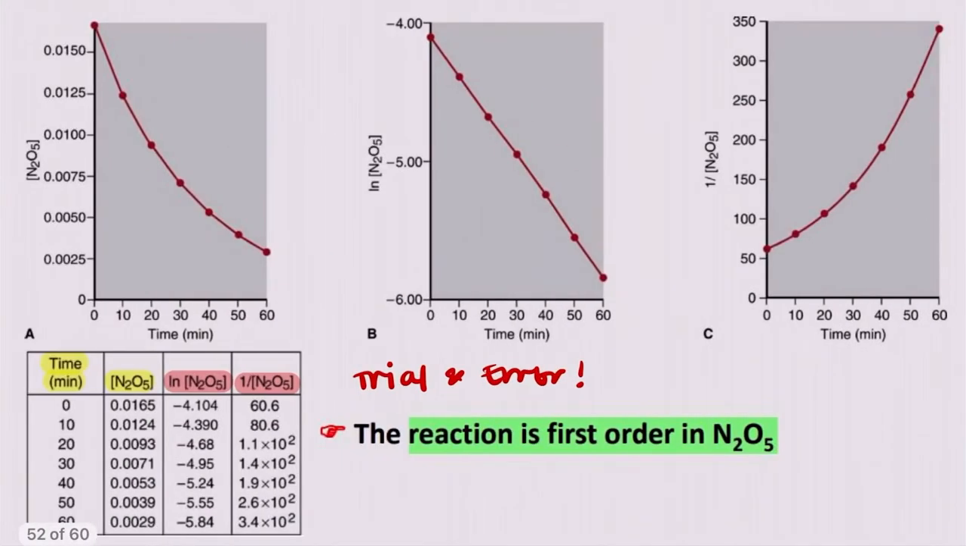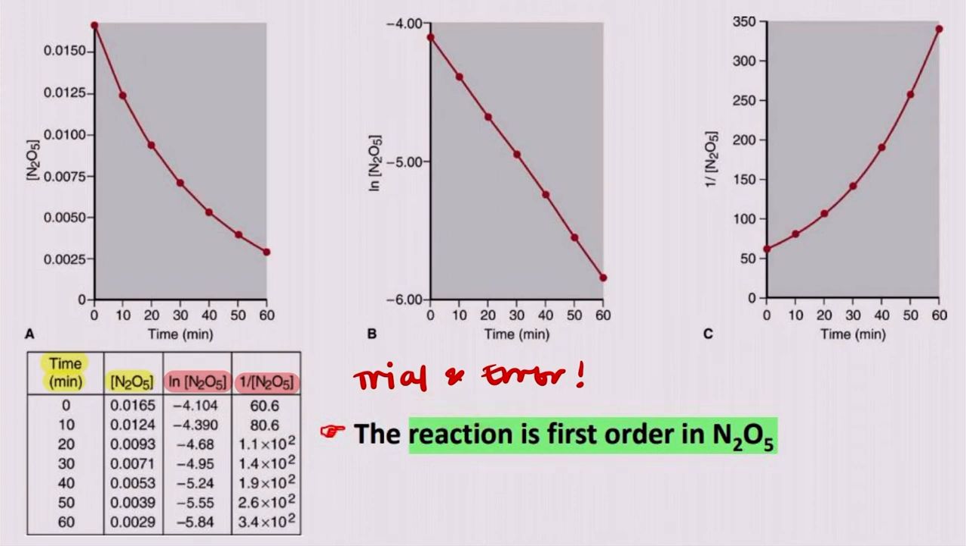Okay. So in your exam questions, they will give you the time and concentration of your reactant. Okay. So you have to do trial and error for zero order. And then for first order, you need to do ln concentration of your reactant. Okay. And then for second order, 1 over the concentration of your reactant. So this is trial and error.